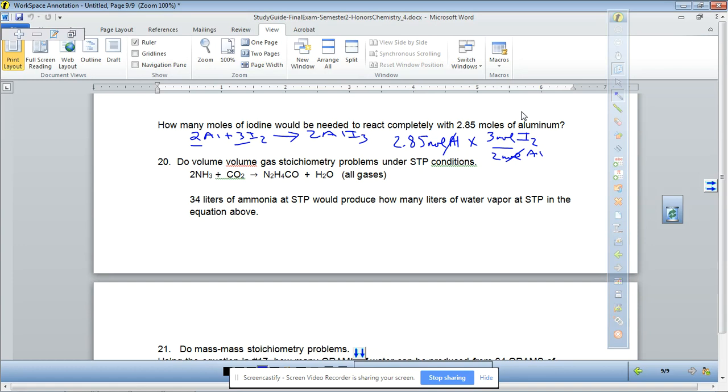Big storm rolling in here as I'm working on these.